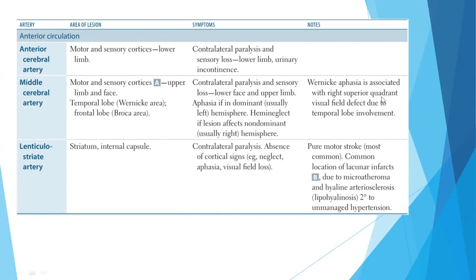Wernicke's aphasia is associated with a right superior quadrant visual field defect due to temporal lobe involvement. The lenticulostriate artery is involved when the lesion is in the internal capsule or striatum, which can cause contralateral paralysis and absence of cortical signs. Pure motor stroke is the most common presentation of lacunar infarcts, which are due to microatheroma and hyaline arteriosclerosis secondary to unmanaged hypertension.